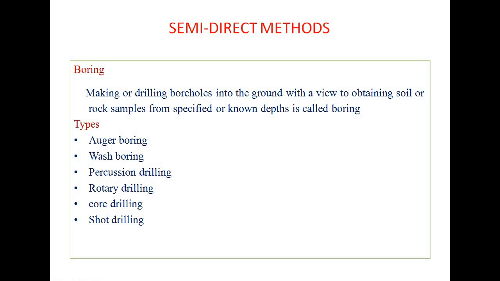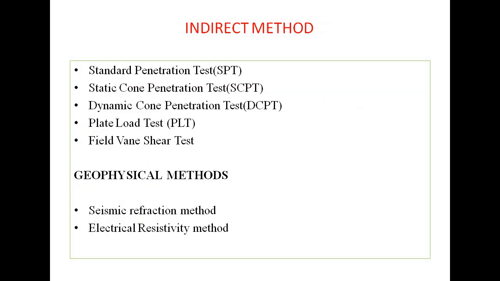The next method is the semi-direct method, which is the boring method. Making or drilling boreholes into the ground with a view to obtain soil or rock samples from specified or known depths is called boring. There are different types of boring which we will see in a separate video: auger boring, wash boring, percussion drilling, rotary drilling, core drilling, shot drilling. The last method is the indirect method: the standard penetration test, static cone penetration test, dynamic cone penetration test, plate load test, field vane shear test.